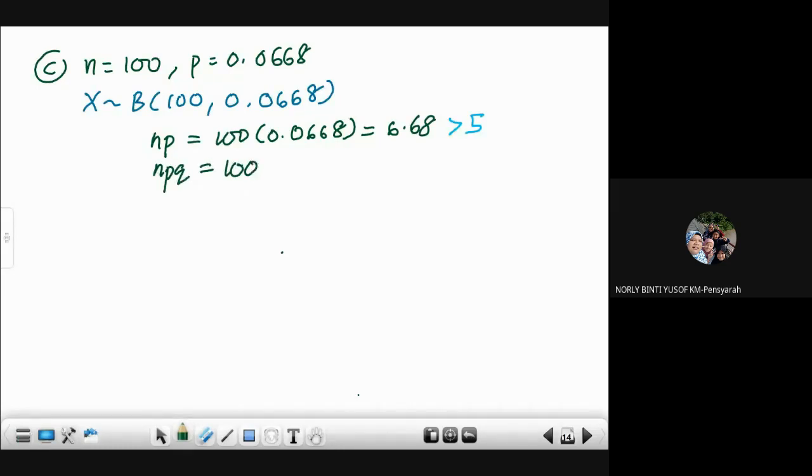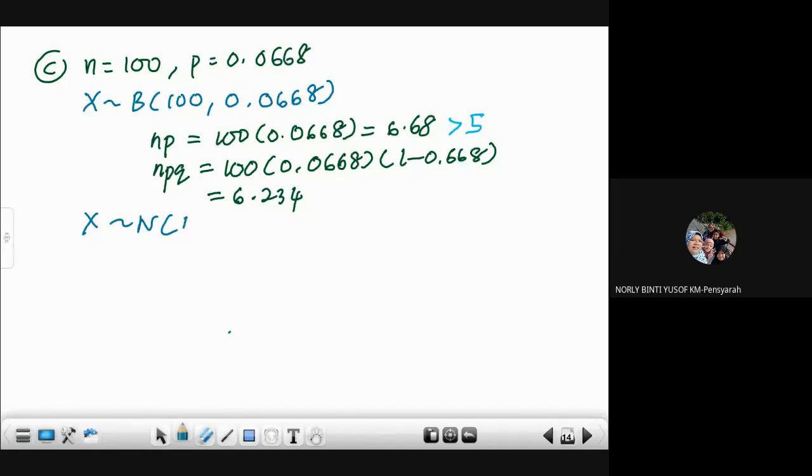So NPQ, 6.68 kali 0.9332, so you dapat 6.234. Okay, so you pun buat normal approximation. Mean 6.68, variance 6.234.